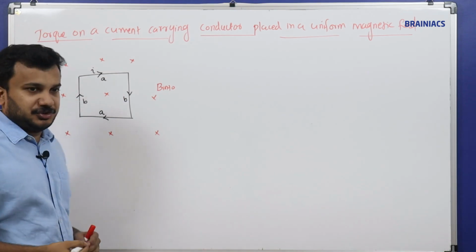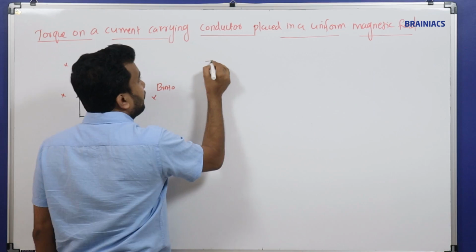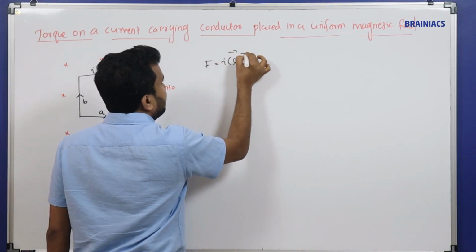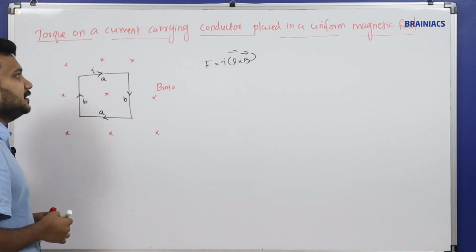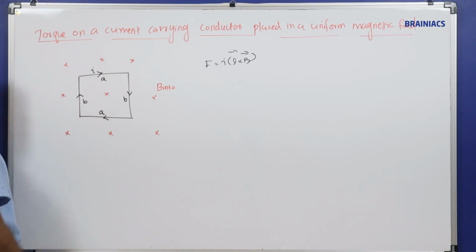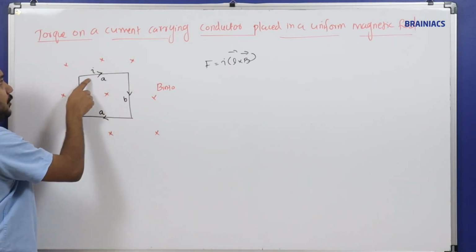We have the force equation. F is equal to QVB, or F is equal to I into L cross B. As this is current, I will use this equation, F is equal to I into L cross B. Length is in the same direction of current. So here we are going to find out the force, L cross B.